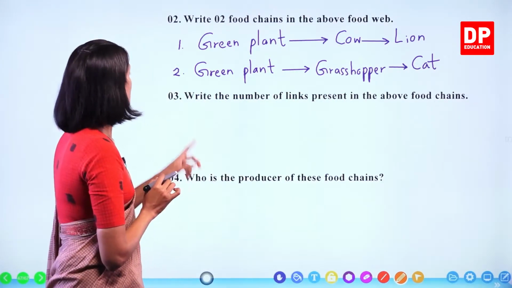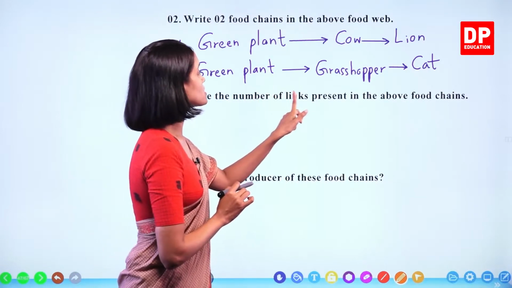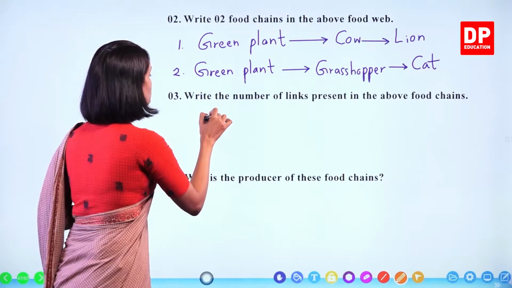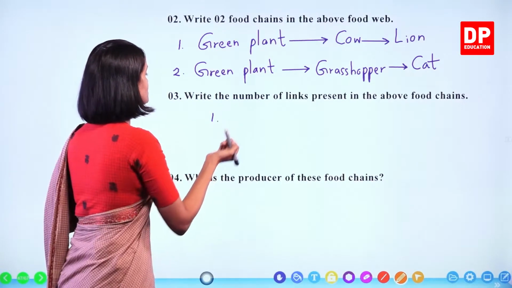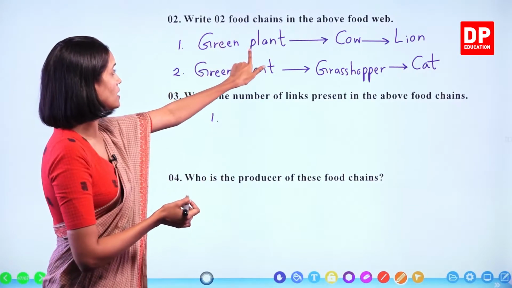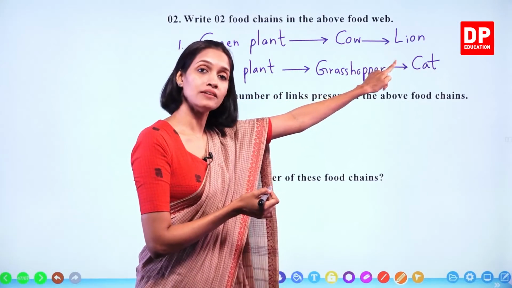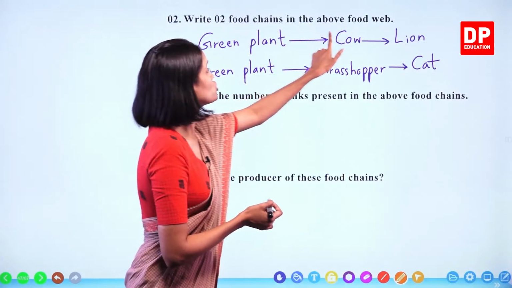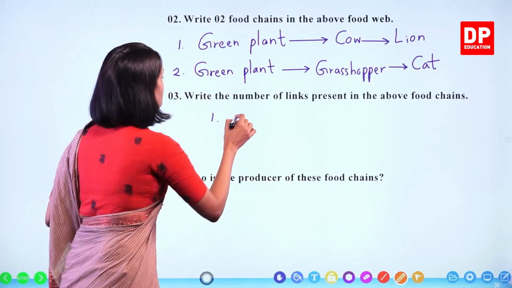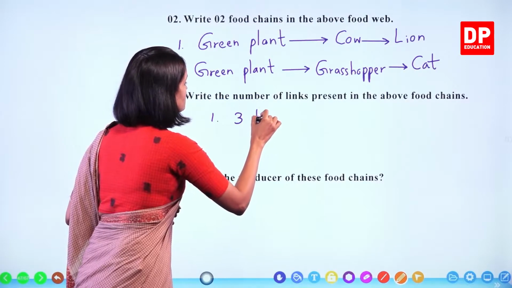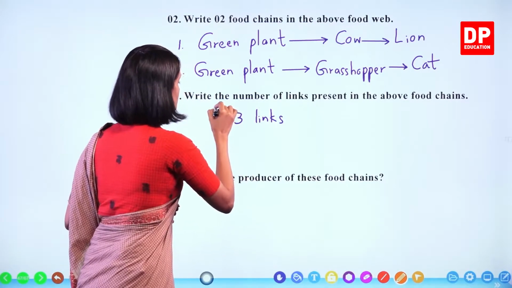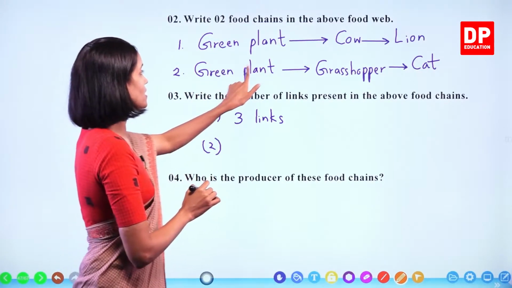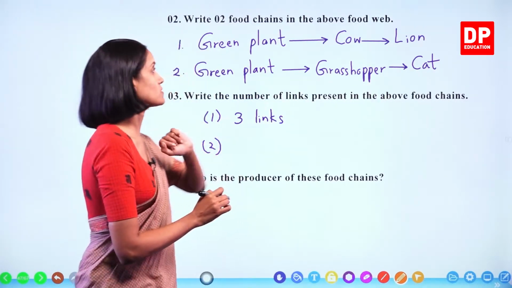Okay? Write the number of links present in the above food chains. There are 2 food chains. How many links are there in the first food chain? 1, 2, 3. The number of organisms gives the number of links. Okay? 3 links. Number 2, how many links? Again, 1, 2, 3 links. Okay?